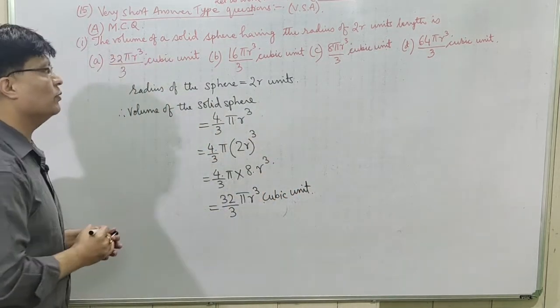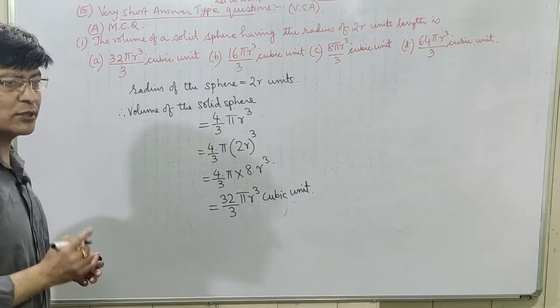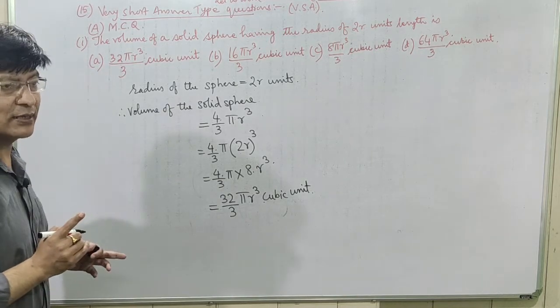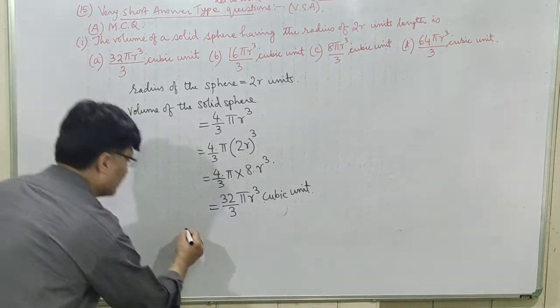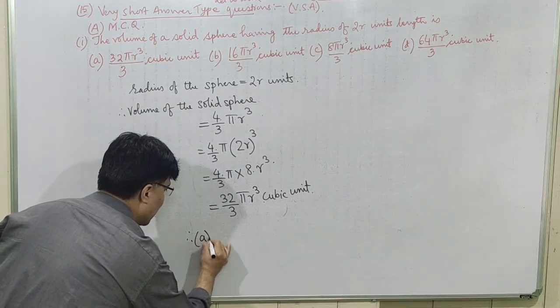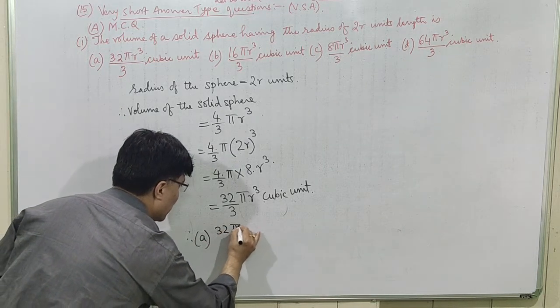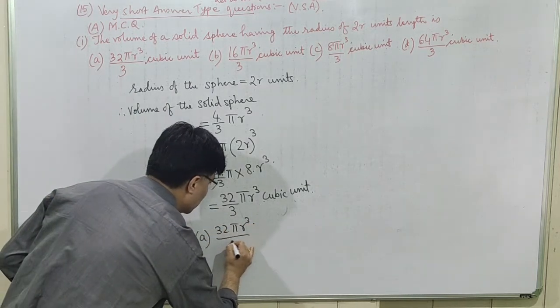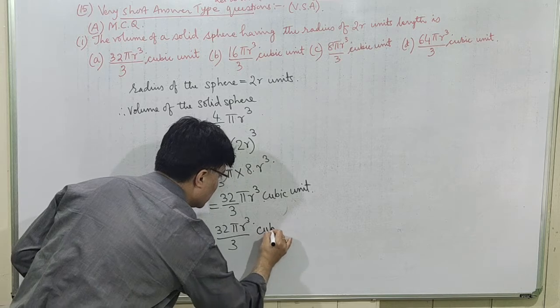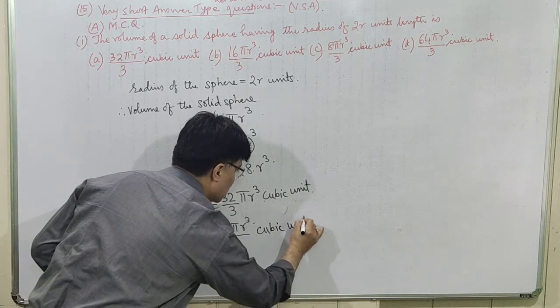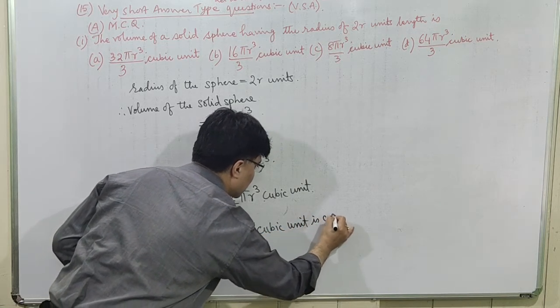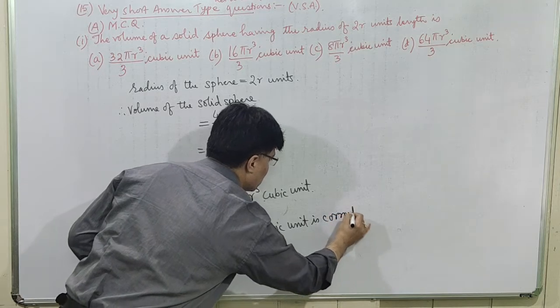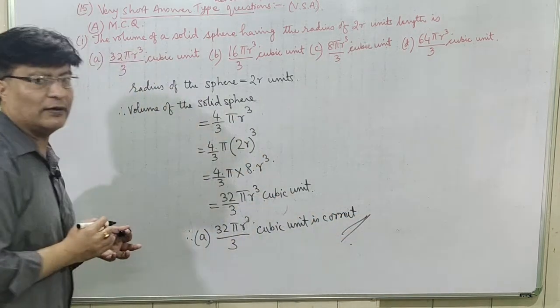This is cubic unit. So which is the correct option out here? So number A is the correct answer. So let us write here. Therefore A, 32 pi r cube divided by 3 cubic unit is correct. So this is the final answer.